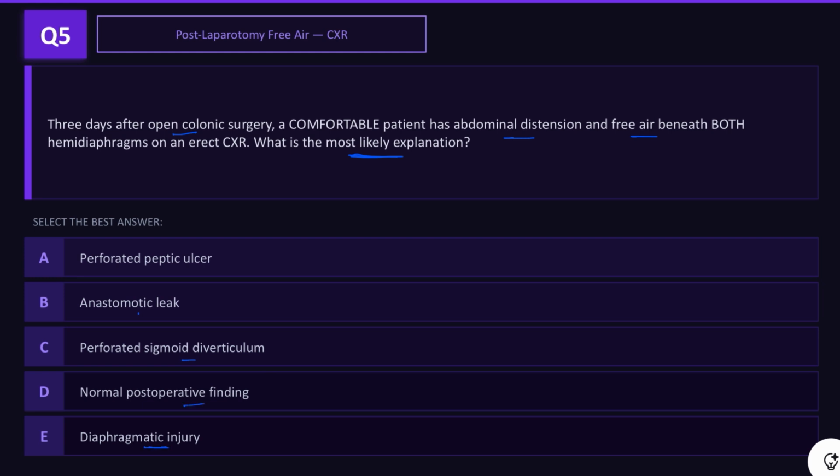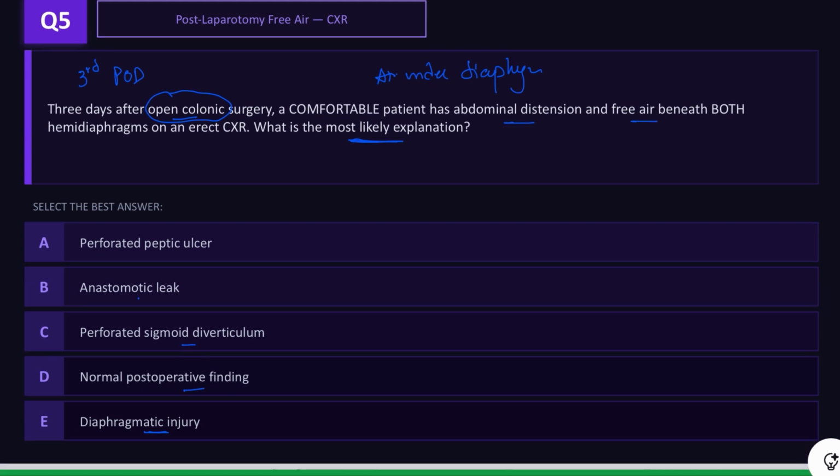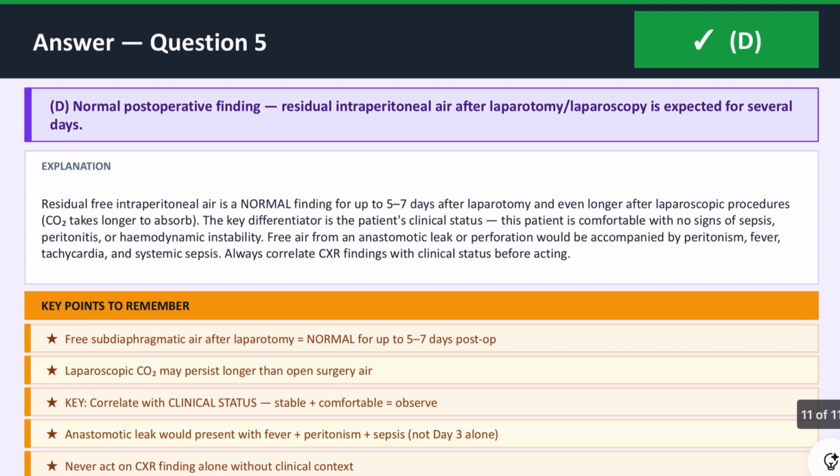diaphragmatic injury? So the patient is on the third postoperative day after open colonic surgery and they have air under the diaphragm on both sides. So that is the question's main explanation. Now, what is it? So basically, it's a normal postoperative finding because residual intraoperative air after laparotomy or laparoscopy is expected to stay for several days, and for open surgery, it is even going to stay for a longer period of time. So, what is the cutoff value?